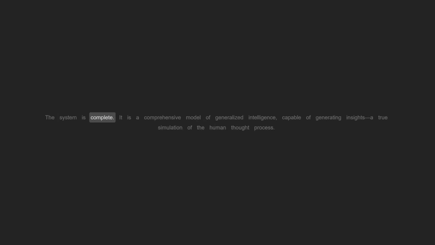Input: data streams, text, image, sensory data. Processing: the intuition engine, the moment of conceptual connection. The core: the semantic indexer, the engine that makes the leaps. Output: intelligence, the synthesis of knowledge. The system is complete. It is a comprehensive model of generalized intelligence, capable of generating insights, a true simulation of the human thought process.